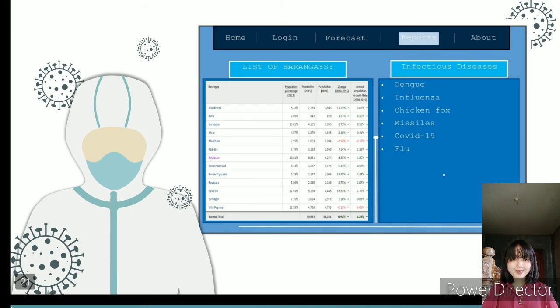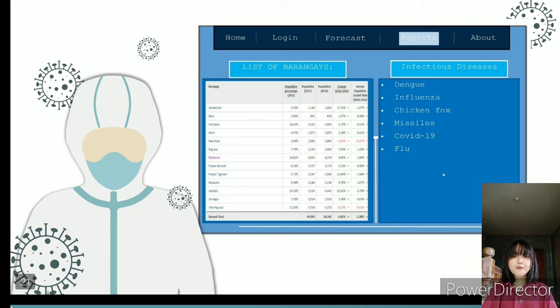They are the home page, on which preventive measures or tips to lessen the cases caused by infectious diseases are presented. The next one is the login page for registration of the end users, such as BHW, MHO, BNS, and Citizen, for them to access the system.